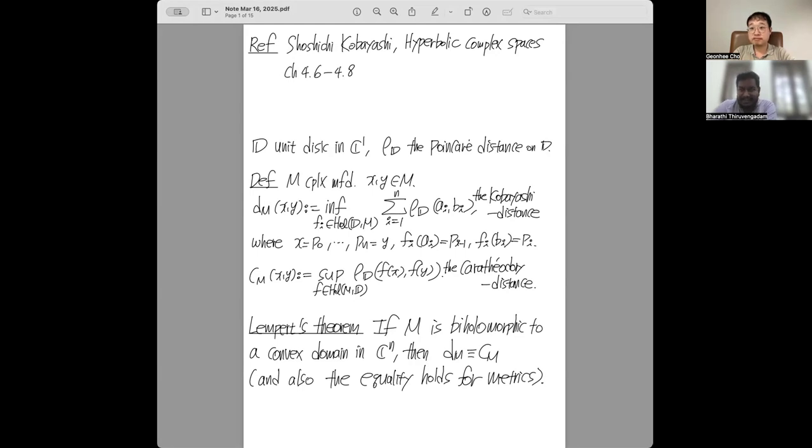Maybe I will ask a question. So what about the converse of the Lempert theorem? If you have a Carathéodory hyperbolic manifold, then it has to be Kobayashi hyperbolic, right? By the property of the Carathéodory and Kobayashi metrics, yes, exactly. So what about if they're equal? Is that manifold biholomorphic to some domain or some convex domain?